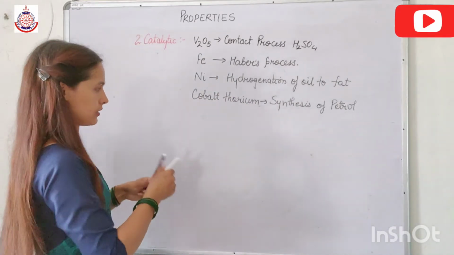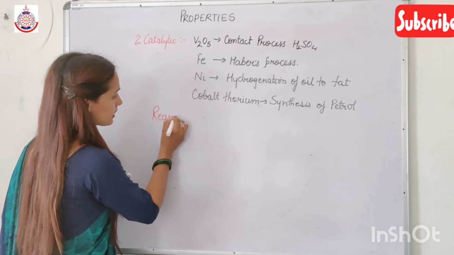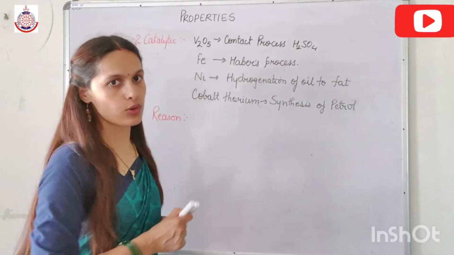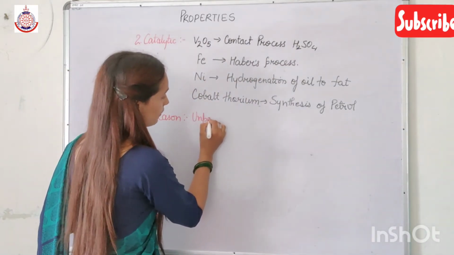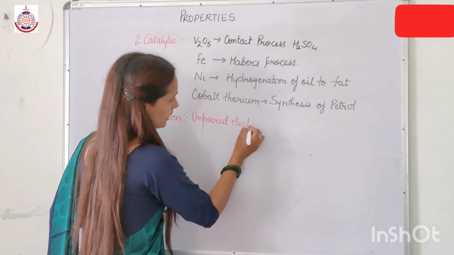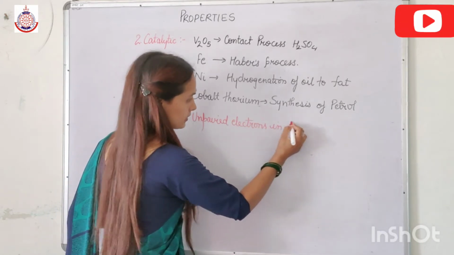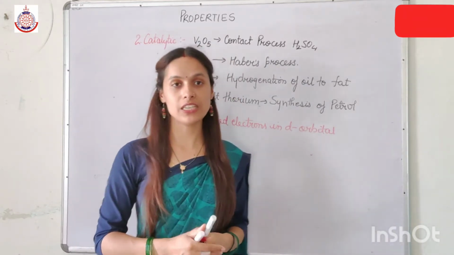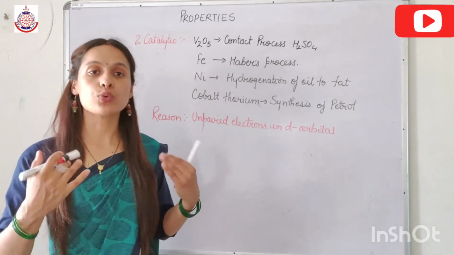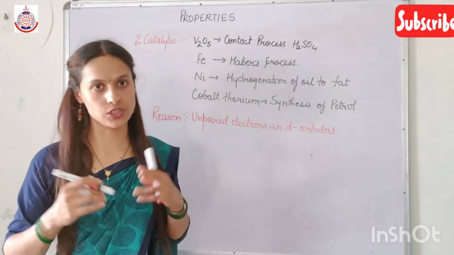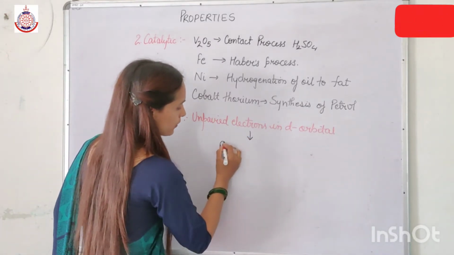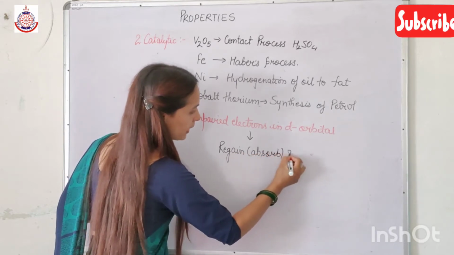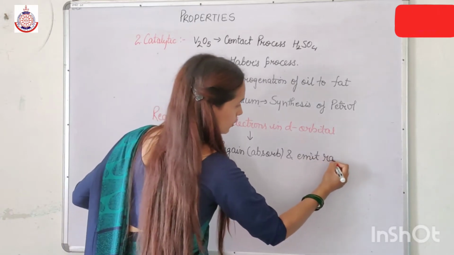Now the reason behind this is that these transition elements have unpaired electrons in the d orbitals. Due to the presence of unpaired electrons in the d orbital, they have the ability to regain, or to absorb and emit, radiations.